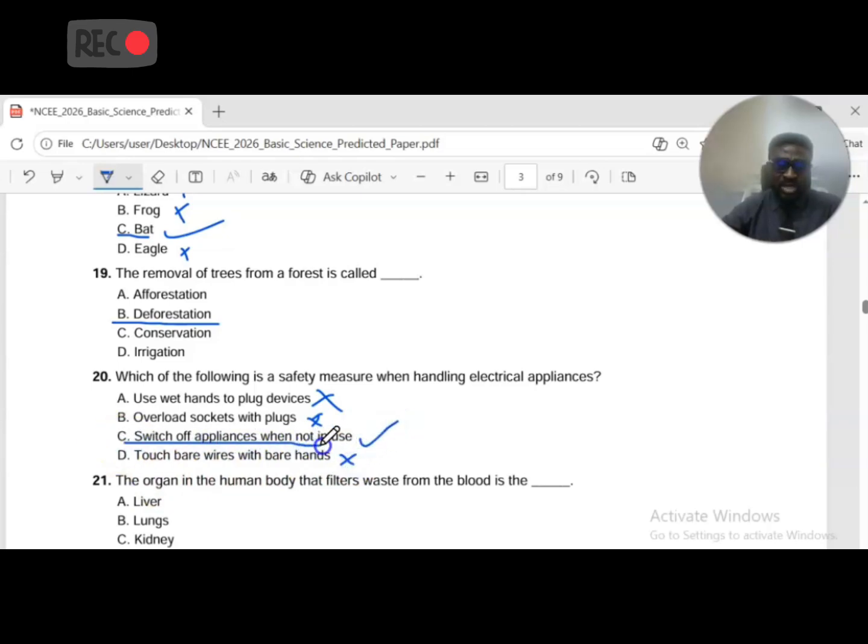Switch off appliances when not in use, so that can help to conserve the energy that is available for use, and that will also help you to cut down on the expenses in buying units for your electric meters that conduct electric current from the electric supply or distribution channels. So I hope that makes a lot of sense.